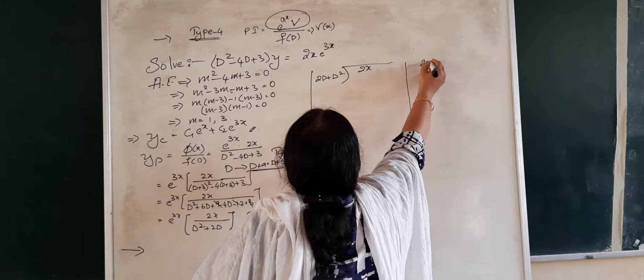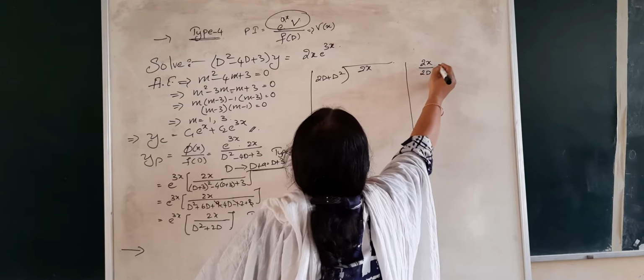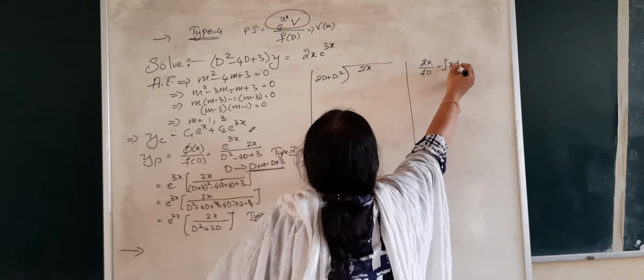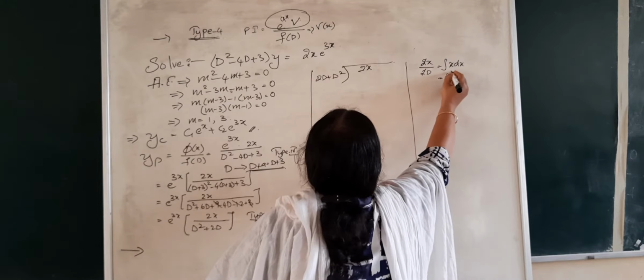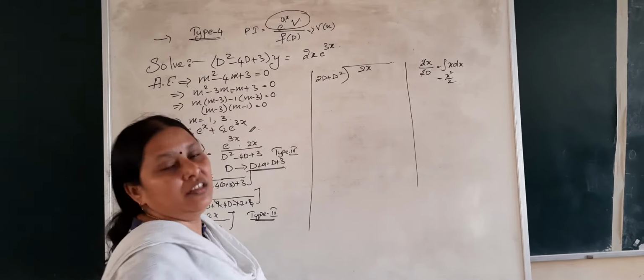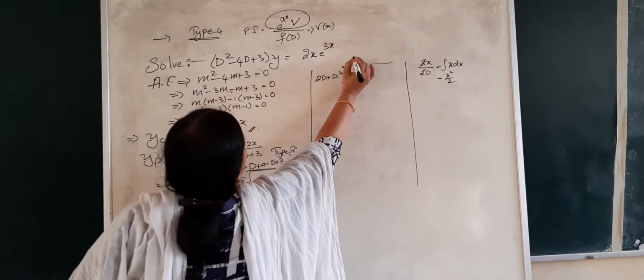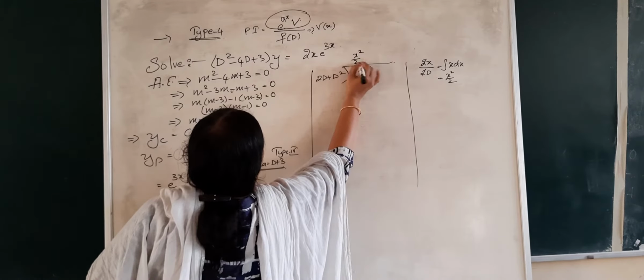So we have 2x divided by 2D, which is equal to x, since the 2 gets cut. 1 by D is an integral. So the integral of x dx is equal to x square by 2. This is going to be our first term in the quotient, that is x square by 2.